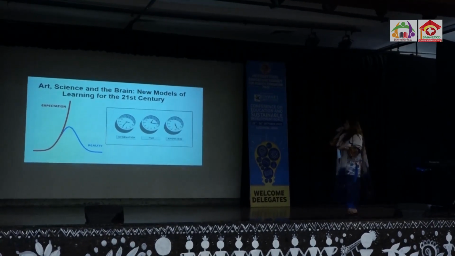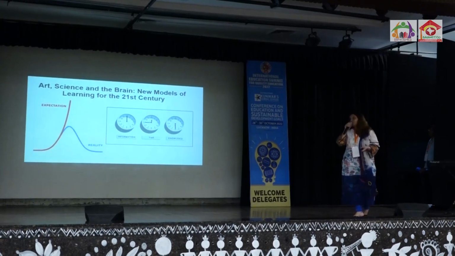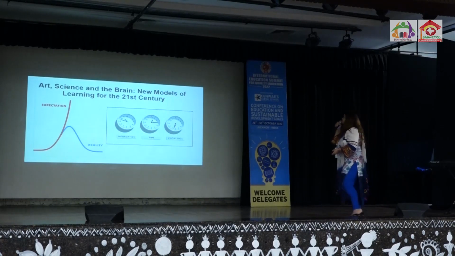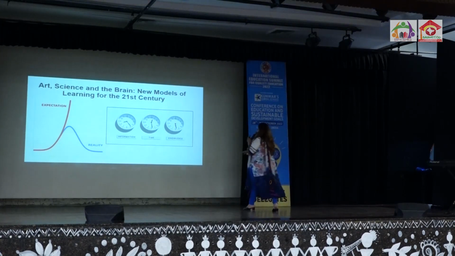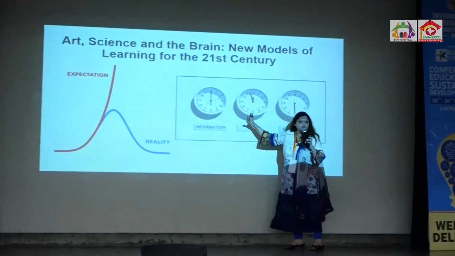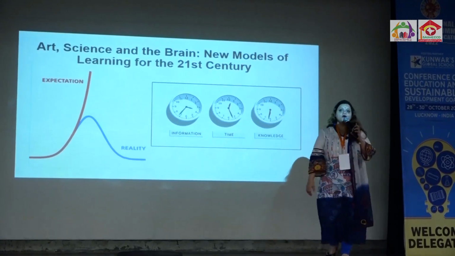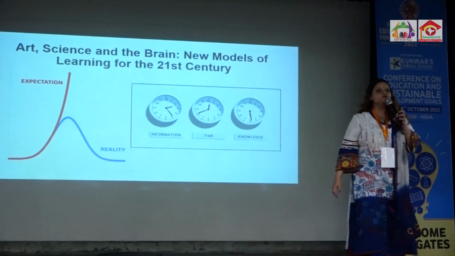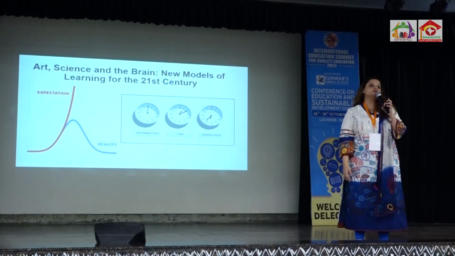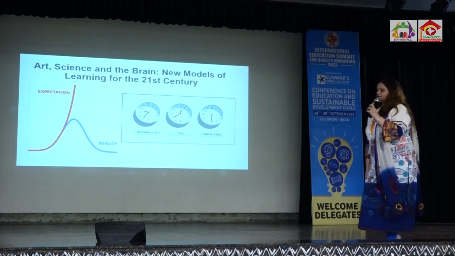Yes. See, this is the new model of learning for the 21st century. We have to have kids who know arts, who have the knowledge of science, and have the brain. This is the expectation. But what is the reality? Reality is we have so much information. Time is the same 24 hours. And the knowledge: are we getting more knowledgeable or not? Or are we confused now about how to use this information? We have so much to learn and to know, but we do not have the exact knowledge, abilities and skills to use that information.